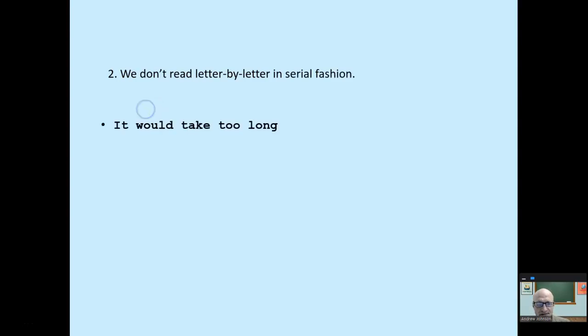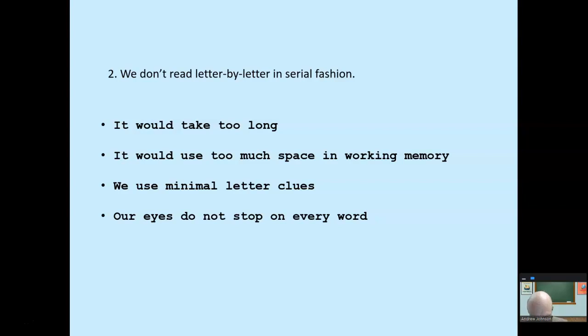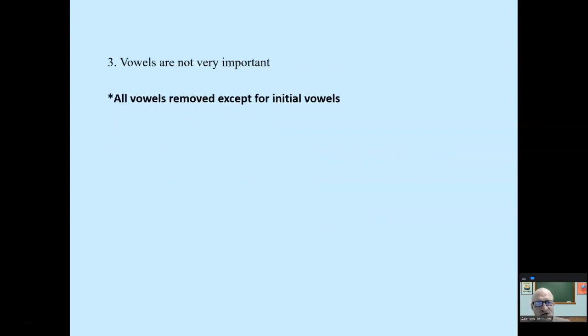We don't do that. It would take too long. It would use too much space in working memory. We use minimal letter clues, and our eyes do not stop on every word. Vowels are not very important. We spend so much time on vowels and diphthongs.